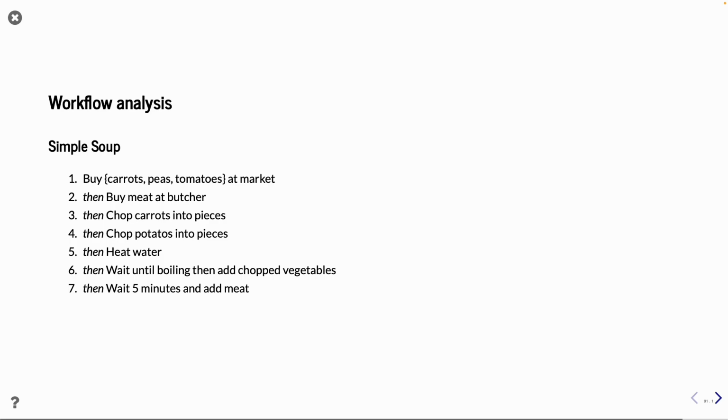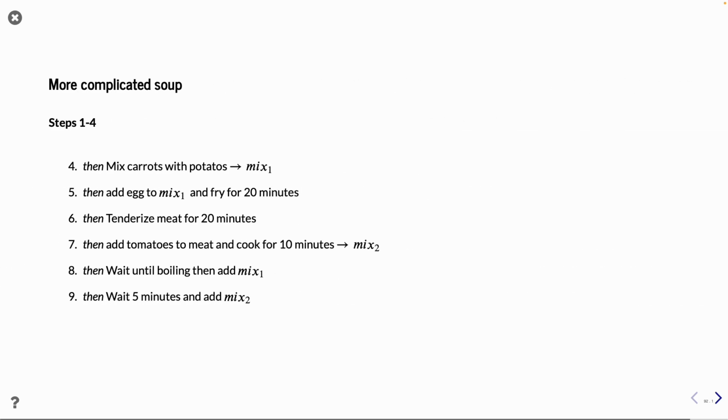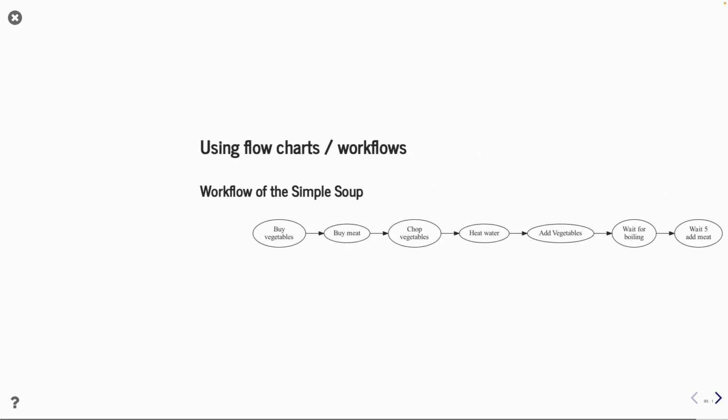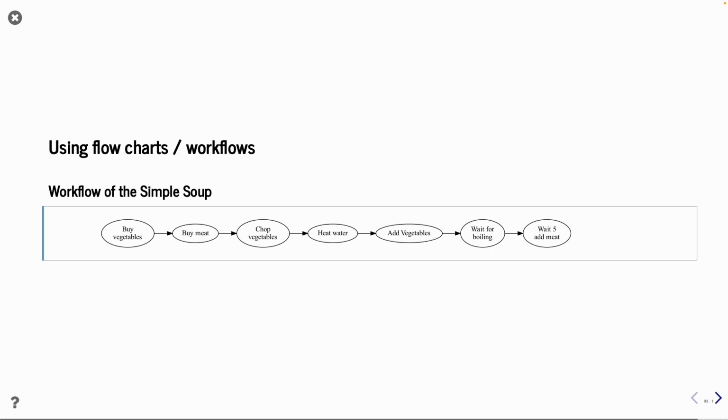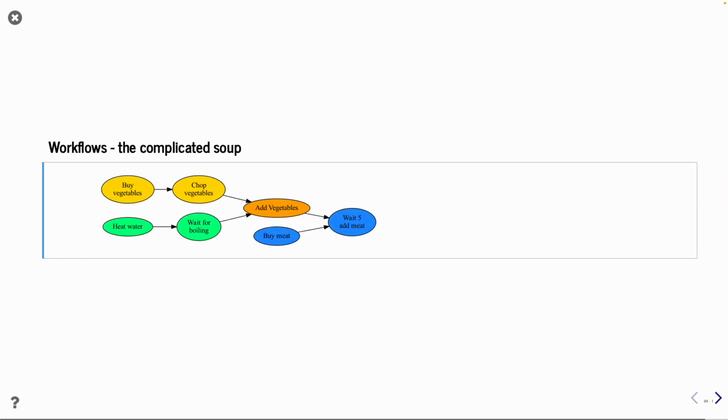So that would be kind of a workflow for how to make a simple soup. But probably you can already spot some things that can be done in parallel, and that is the same idea that we aim at in our processing. So what we could do is steps 1 to 4, and then we can mix carrots with potatoes, and then we add some eggs and mix and so on. So you can see that this is a little bit more complicated, and in the end we can write it up like a flowchart like this, where you can see step by step. And there we got it, the complicated soup.